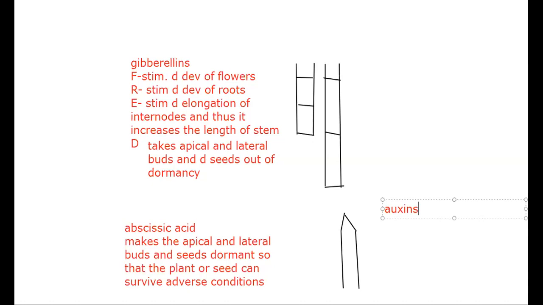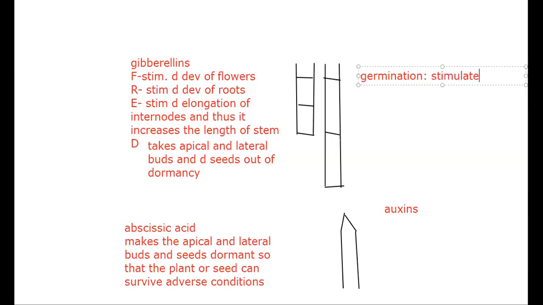So as soon as those adverse or bad conditions are over, who comes along? Gibberellins, and says, okay, let me give you the kiss of life and wake you up from your dormancy. So it takes the apical and lateral buds out of dormancy, and it takes your seeds out of dormancy and prompts the germination of seeds. That is why related to gibberellins, they always talk about germination and the role that gibberellins will play in germination. Because what gibberellins do, they stimulate germination.